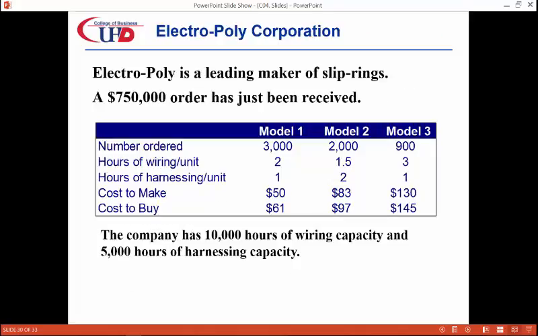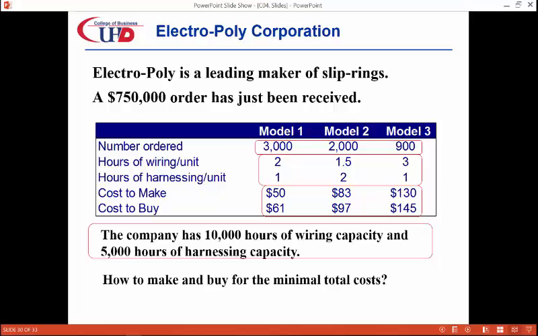Okay, let's look at the example of this Electropoly Corporation. This is a typical buy and make type of question. We know $750,000 order must be received from all the three models. We know the product mix, how many must be ordered for each model. The resource uses data and capacities. There are two sources to obtain each model. We know their corresponding cost.